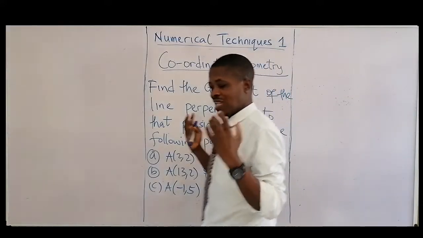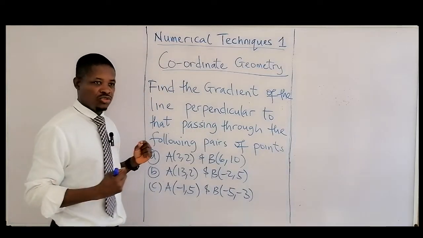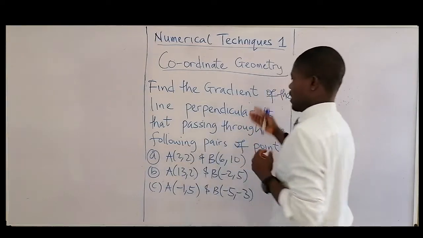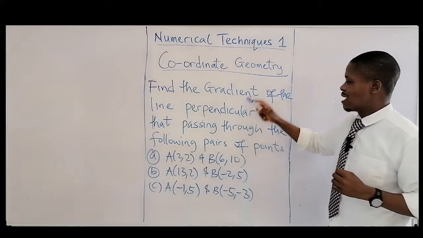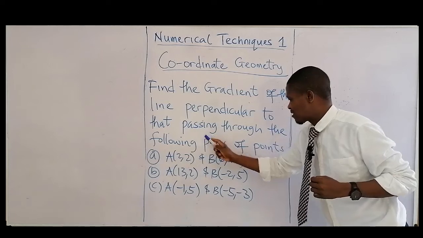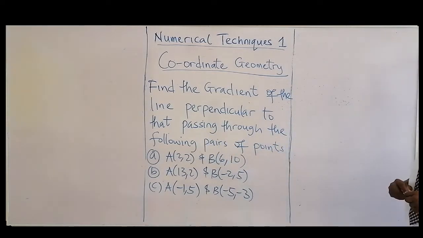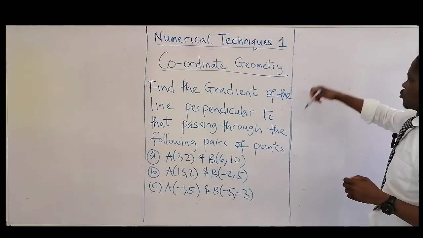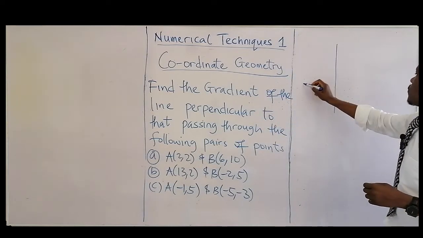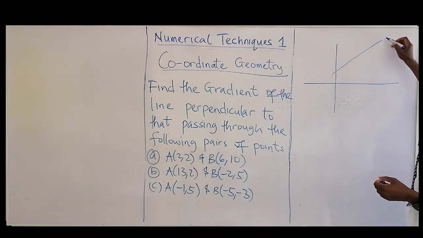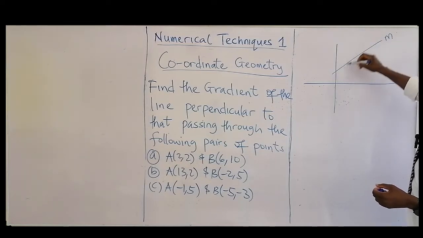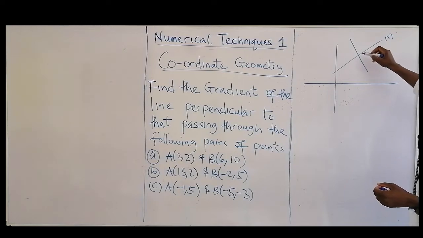And we are now looking at the gradient of a line that is perpendicular to a straight line. The following question says, find the gradient of the line perpendicular to that passing through the following pairs of points. Let's look at this illustration before we go to the solution. If it's perpendicular, that means they are at 90 degrees to each other.